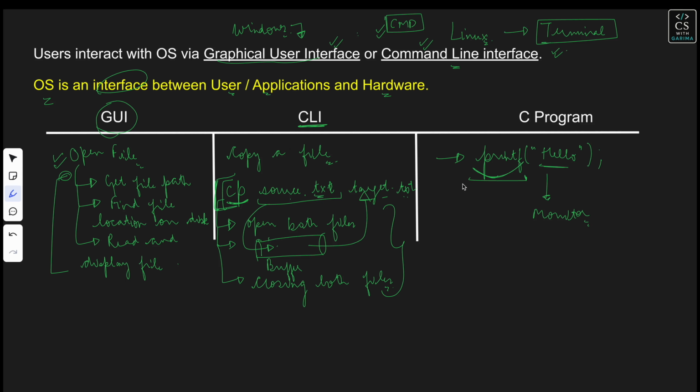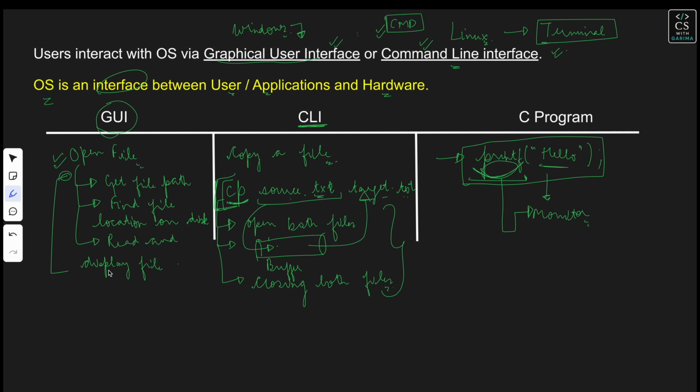This detail is basically abstracted from us. We as users just add this print command to the C code, but then behind the scenes this gets converted to a different set of instructions that are abstracted away from us. But these are the instructions that help print hello to the monitor.